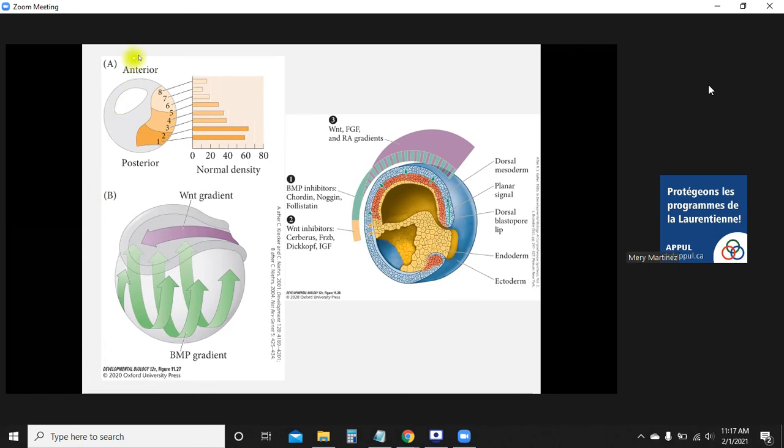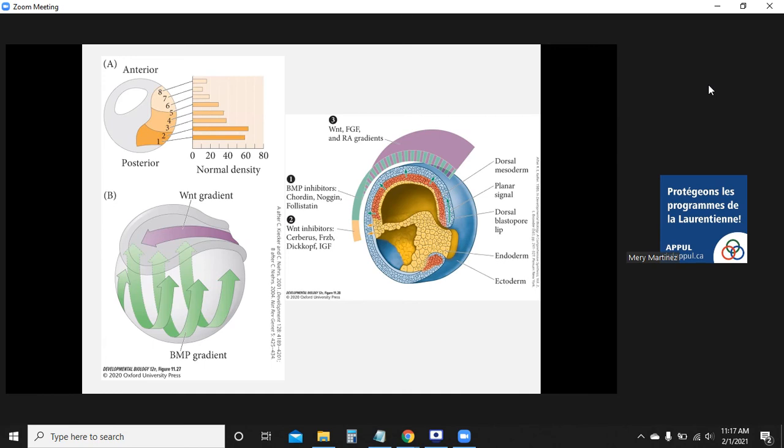So here we have the anterior section, and here we have the posterior section. In A, we have the Wnt signaling pathway posteriorizing the neural tube, so anterior, posterior. And we see here that as time passes by, from normal density, we're going to have a variation. It's stronger here and weaker there.